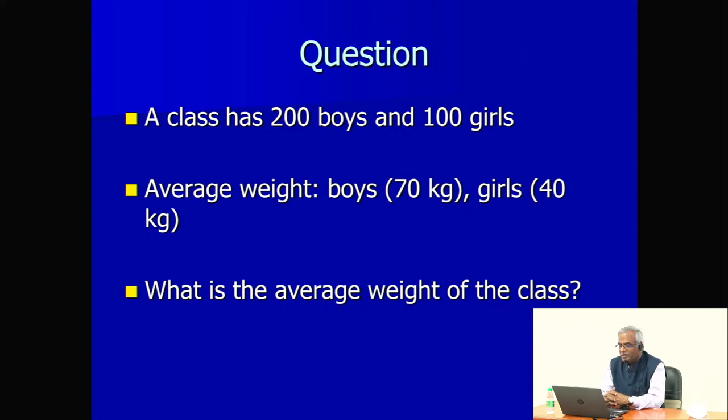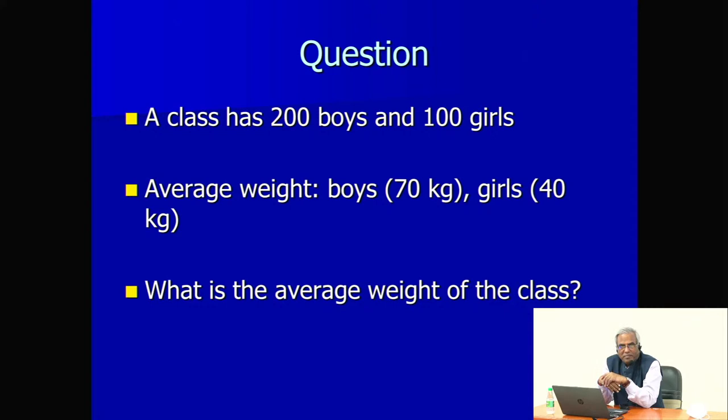Okay. 70 into 200 plus 40 into 100 divided by 300. How much does it come to? 60. Right. So, why did I make the mistake of 55 when the correct answer is 60? I made the mistake because I ignored the fact that the boys are twice in number compared to girls, right?